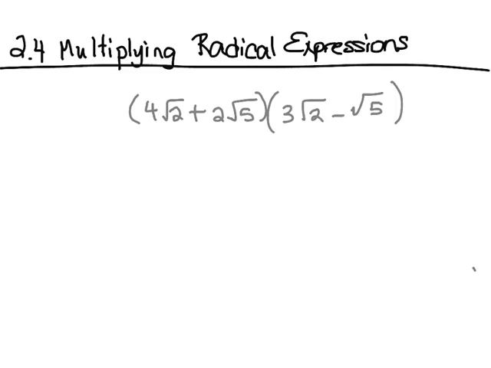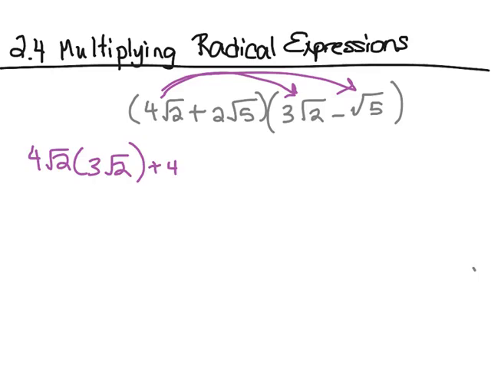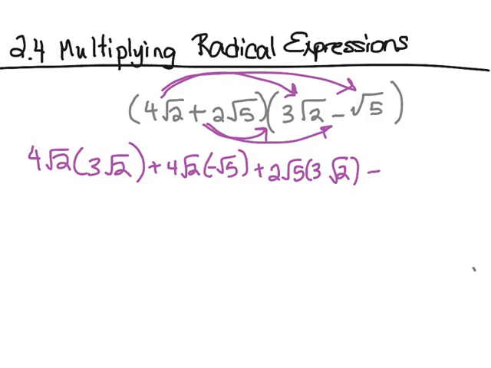So to multiply two binomials with radicals, you need to distribute out all of your terms, which is what some people call FOIL. So you're going to FOIL it out. So 4 root 2 times 3 root 2 plus 4 root 2 times negative root 5 plus 2 root 5 times 3 root 2 plus 2 root 5 times negative root 5.